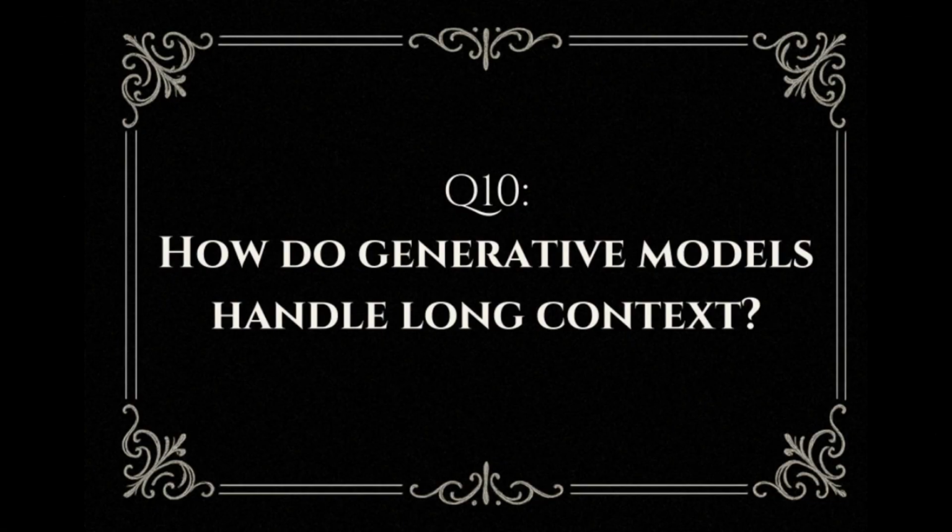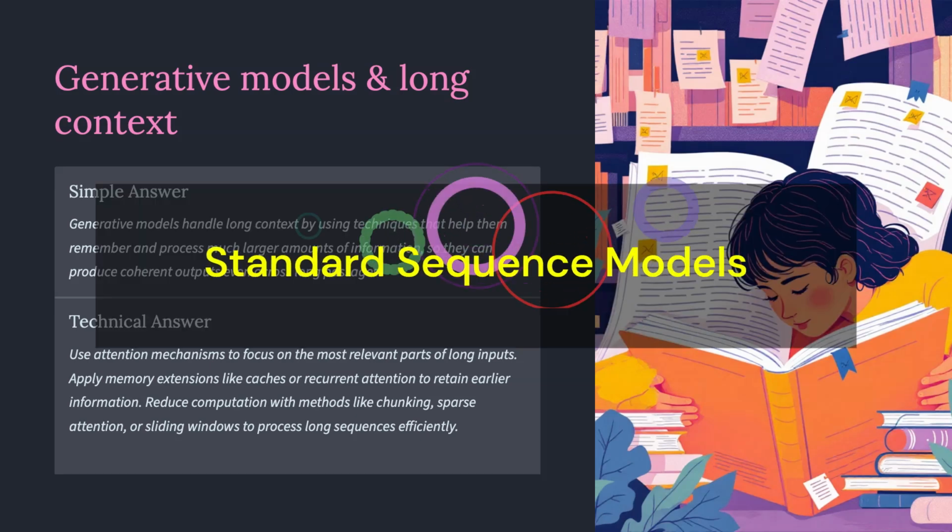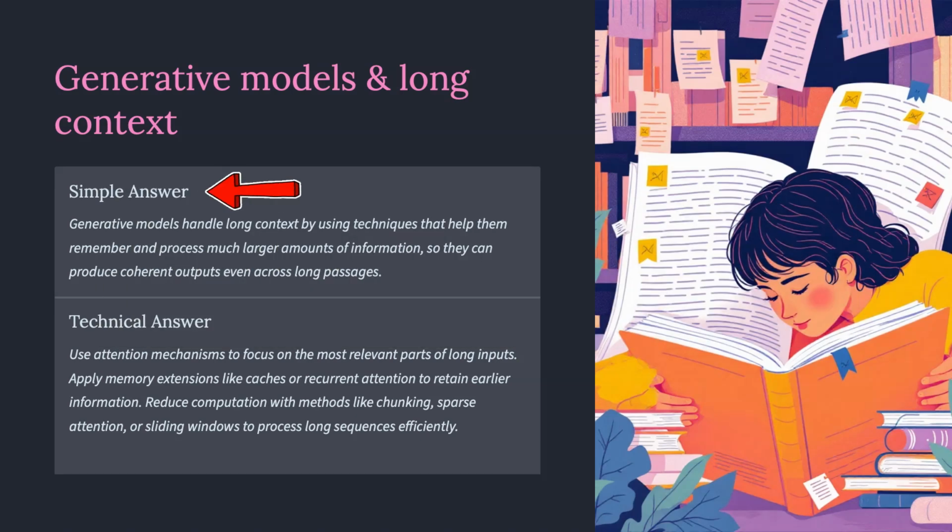How do generative models handle long context? Generative models handle long context by using techniques that let them retain and process much more information than standard sequence models. In simple terms, they use mechanisms that help them remember earlier parts so their responses stay coherent over long passages. Technically, attention highlights the most relevant sections of long inputs.